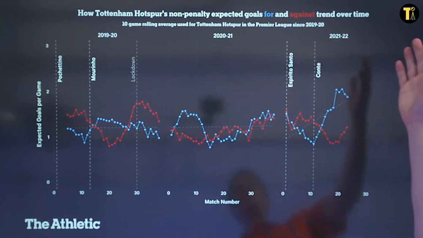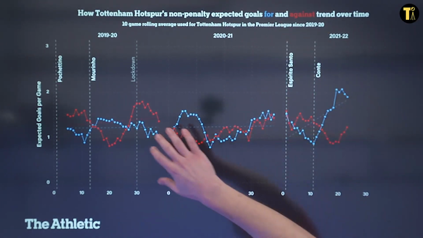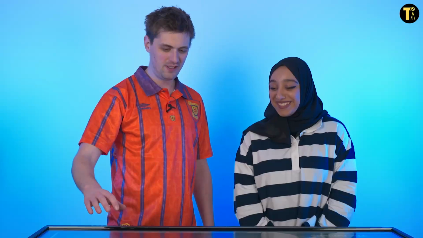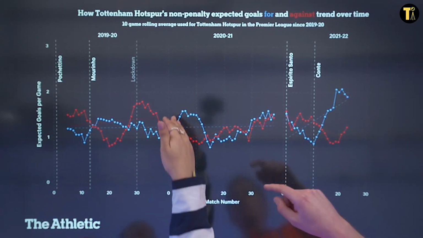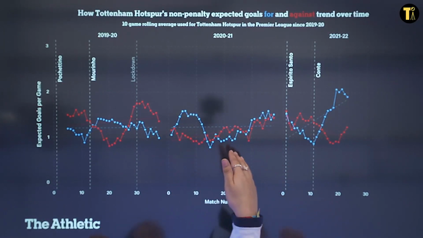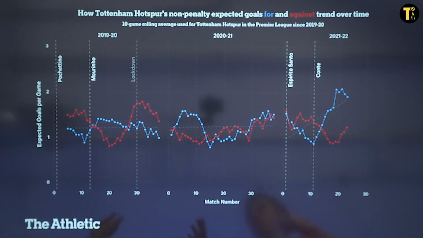So here we go. This is a graph with blue and red lines on it. What does this mean, and why does it show why Spurs are good? Okay, basically this is Tottenham's non-penalty expected goals for and against. So the blue is for, and the red is against. Now, what does it show us? It's basically the quality of the chances that they're creating and the quality of the chances that they're conceding.